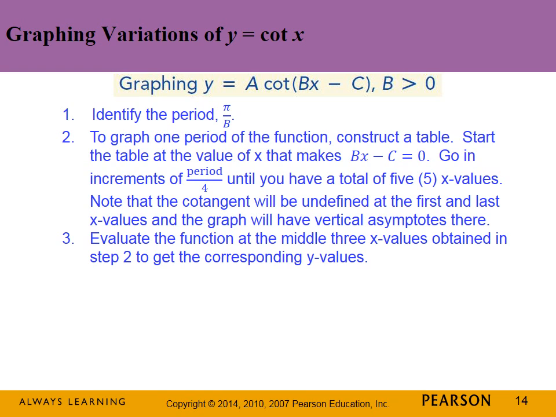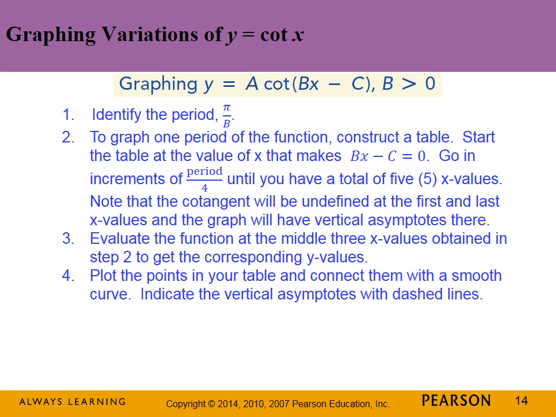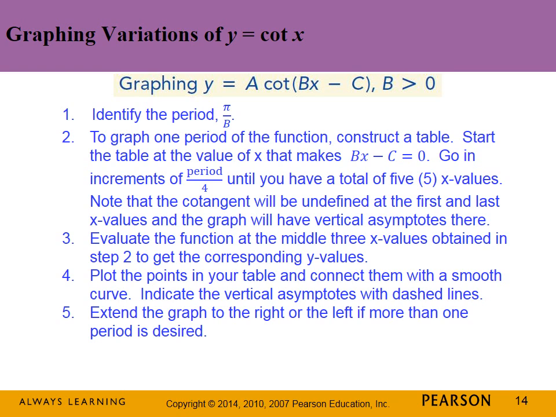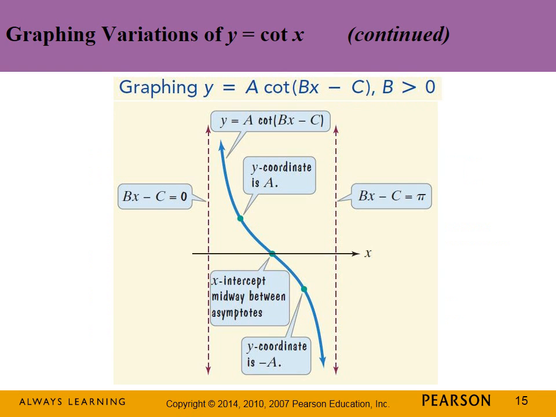Evaluate the function at the middle 3 x values. Technically, we're not evaluating it at the first one and the last one because that's where the vertical asymptotes are. Plot the points in your table, connect them with a smooth curve, indicate the vertical asymptotes with dashed lines. And then if they ask you for more than one period, you just extend it to the left or to the right. So here again are more details about the graph of a cotangent function, and all of this stuff will happen automatically when we follow the 5 steps.